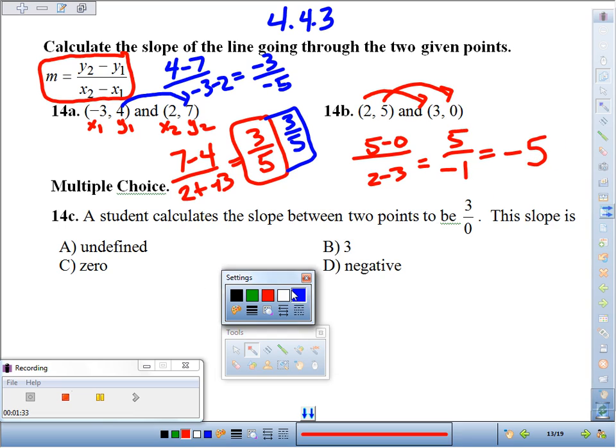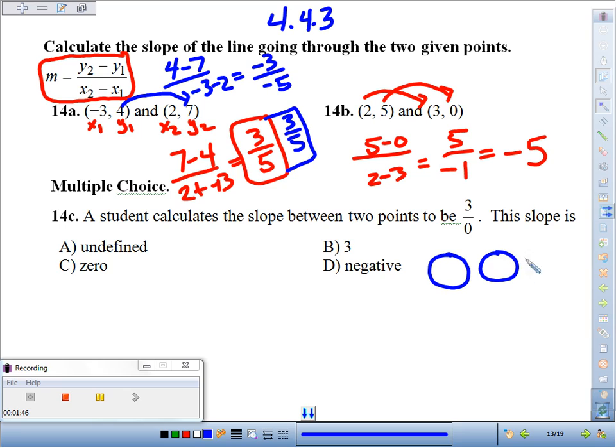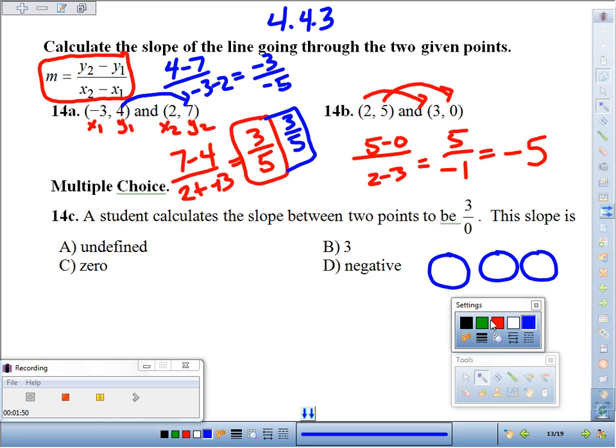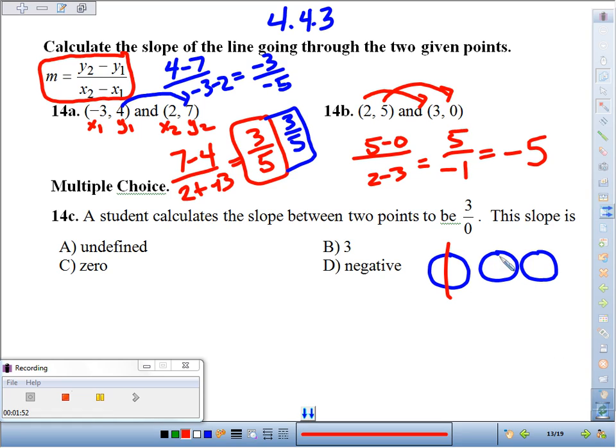Now 14c says, a student calculates the slope between 2 points to be 3 over 0. This slope is what? Well, if you try to do 3 divided by 0 on your calculator, or if I said take 3 pizzas and chop them into 0 pieces, I'd be hard-pressed to find somebody who can do that. I could chop it into maybe 6 half pieces, or I could chop it up again, but now I've got 4, 8, 12 slices. I asked you to chop it into 0 slices. You can't do it. This would be undefined.